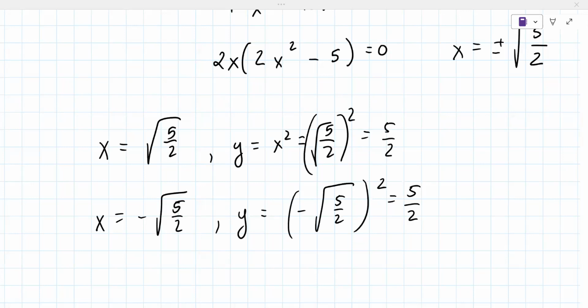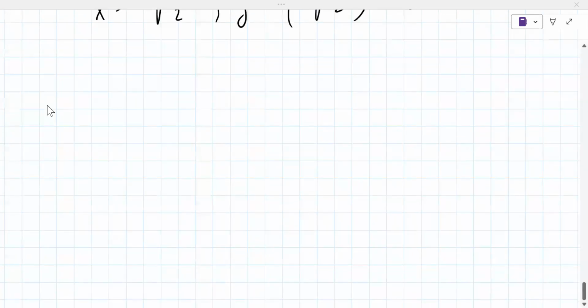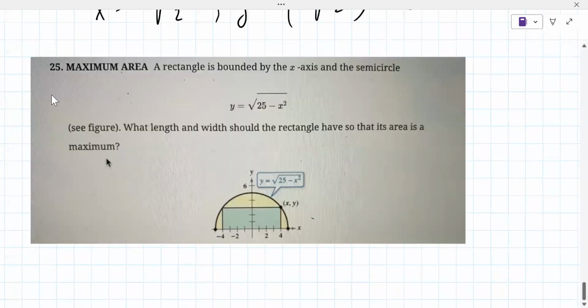Right. Can we do 25? Sure. Sure. We'll get there. Yeah, kind of another classic exam question. You'll see. What is going on here? I don't want that.